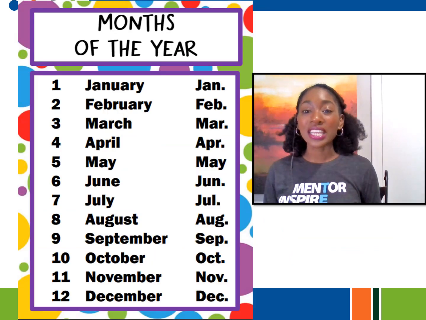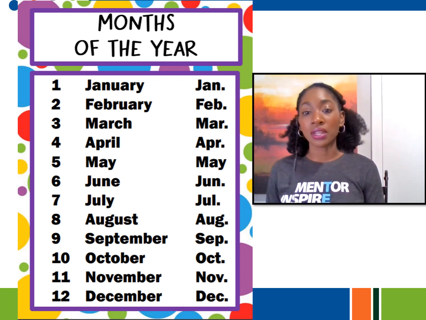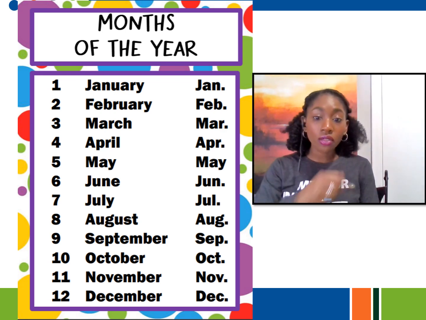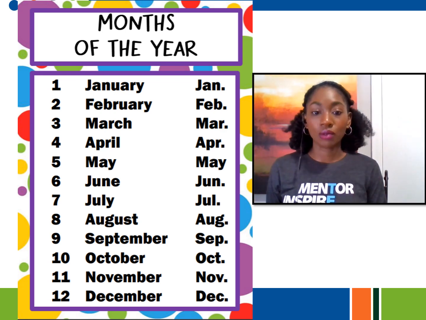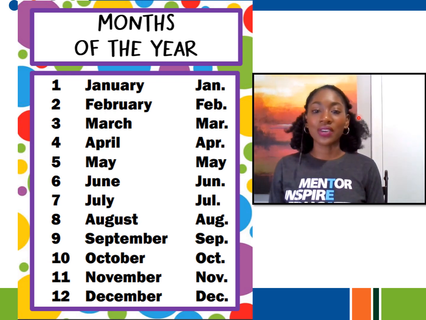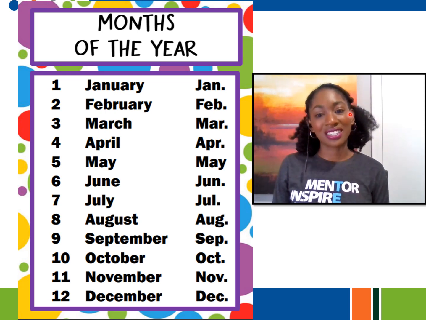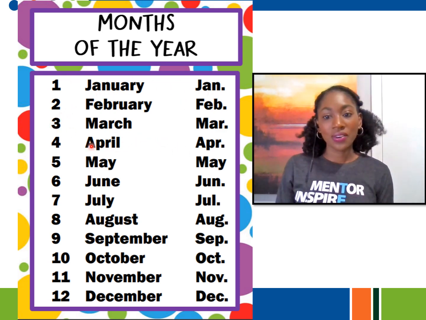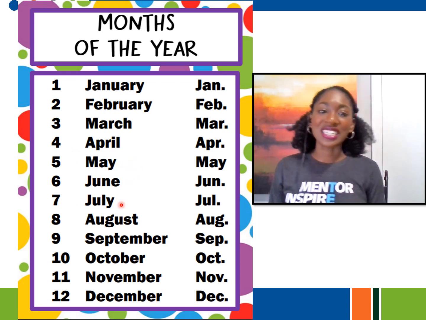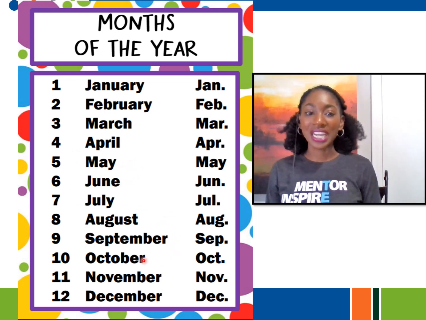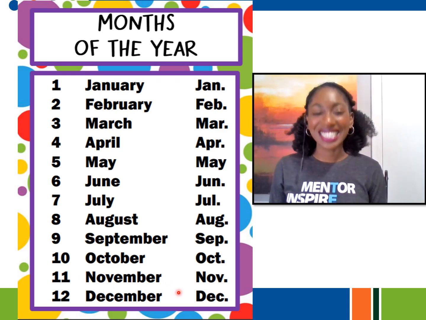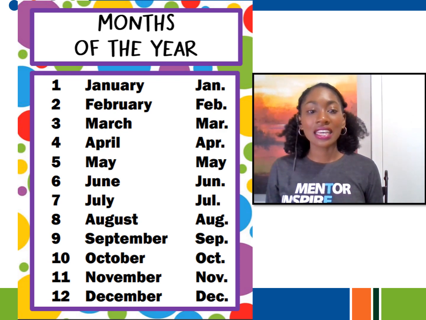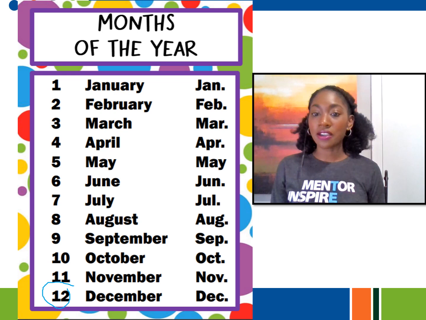So let's keep going. Now we're going to go ahead and say our months of the year. And we always start with the first month of the year and we go all the way to the current month, which is December. So let's say our months of the year, and we start with January, February, March, April, May, June, July, August, September, October, November, December. So we know that December is the 12th month of the year.